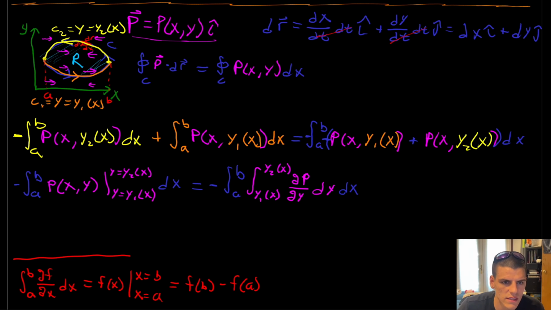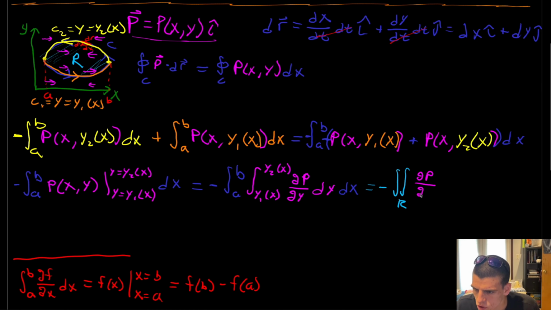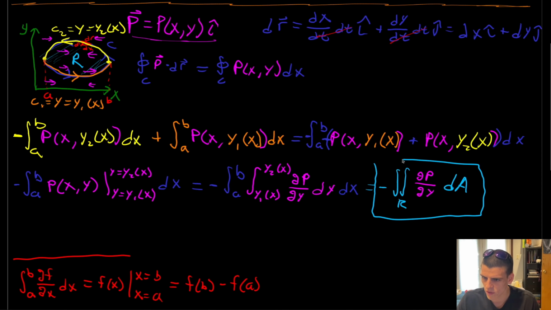So if you can see here, we can rewrite this, and I'll go through the details of it in a second, more simply as the negative double integral over the region R of partial p partial y times dA, to simplify things here. And that is the final result that we were looking for in this. And you can easily see how we did this.